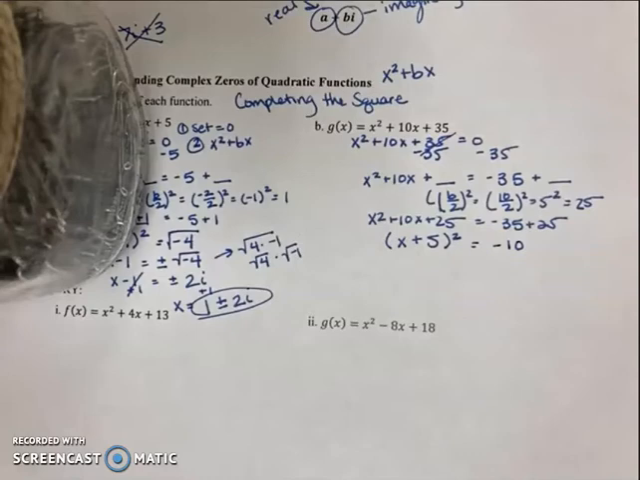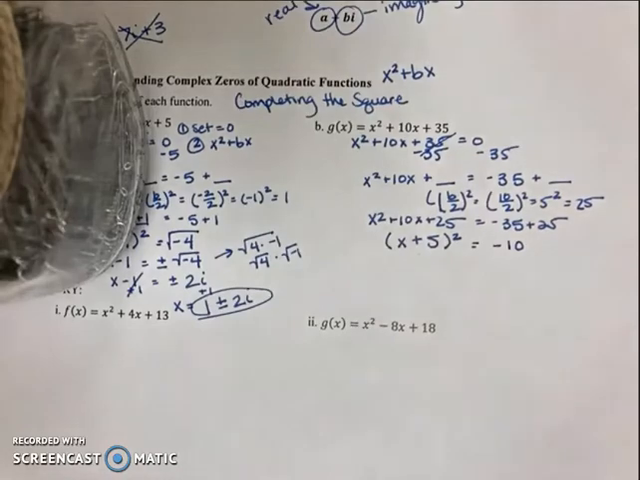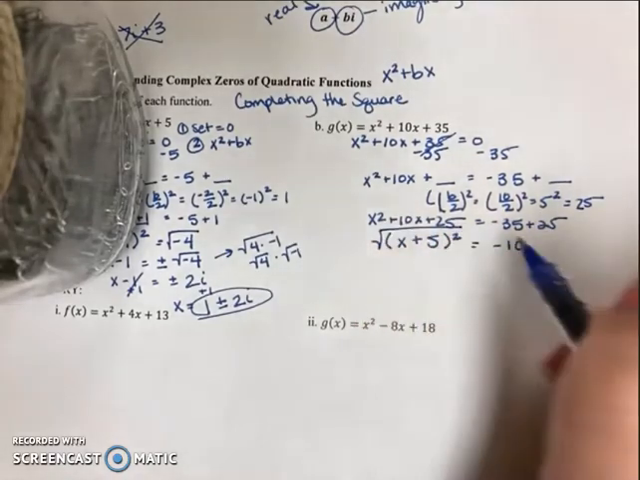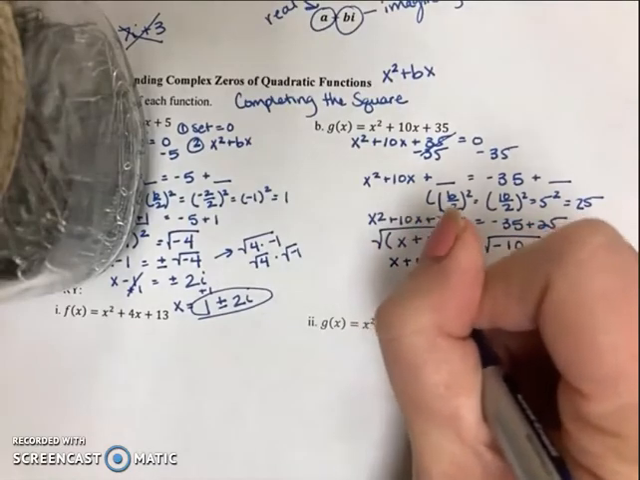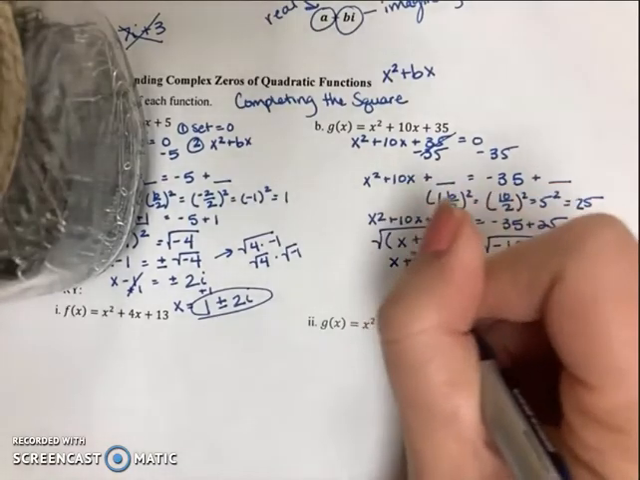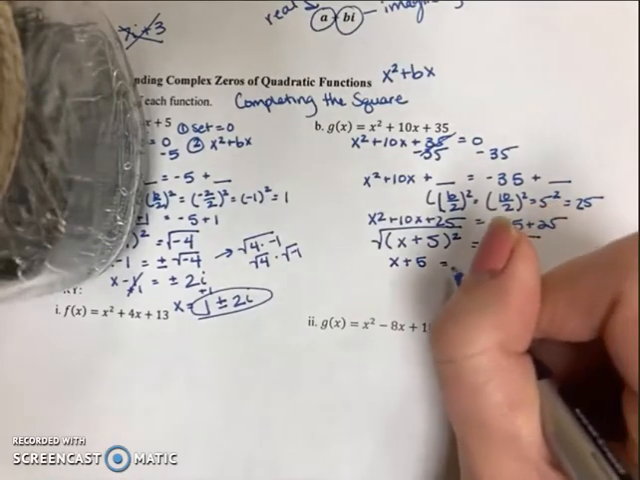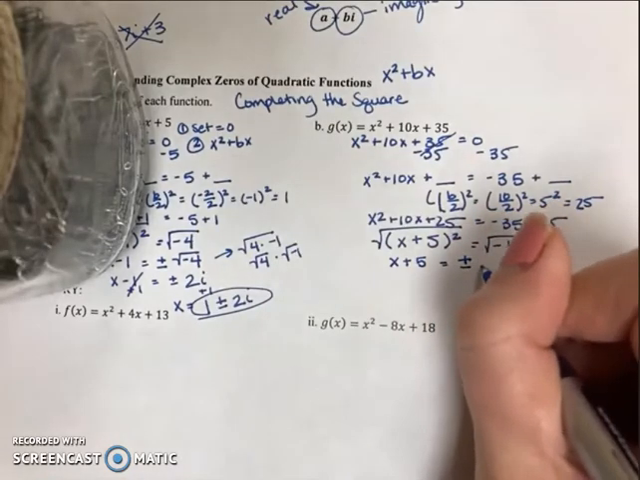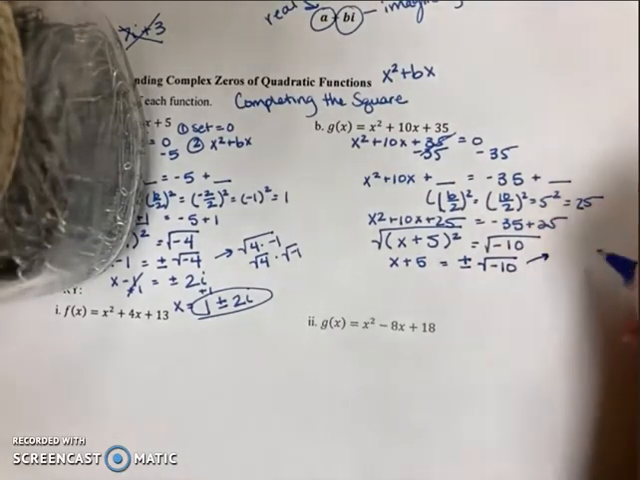To get x by itself, we're going to have to use the square root property. So the term that's being squared is already by itself. So I can take the square root. The square and the square root cancel each other out, leaving me with x plus 5 on this side. And because I took the square root, I need plus or minus the square root of negative 10. Let's clean that up a little bit.